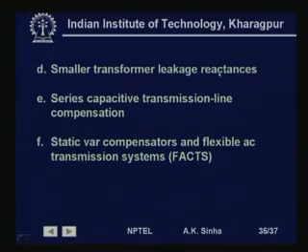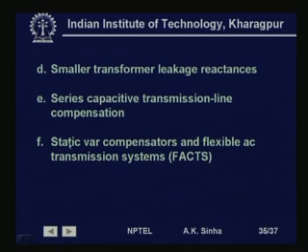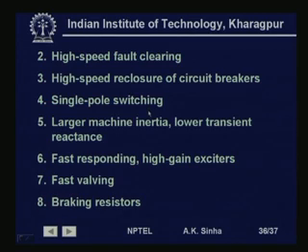Smaller transformer leakage reactance, again what we are trying to do is reduce the reactance of the system. We can use series compensation, that is use a series capacitor in series with the line. Static var compensators and flexible AC transmission systems can also be used, because these will improve the voltage during the transient period. So, this will also help the stability.